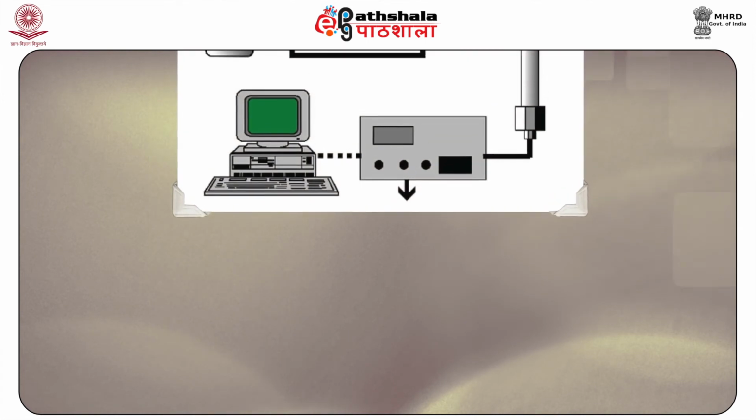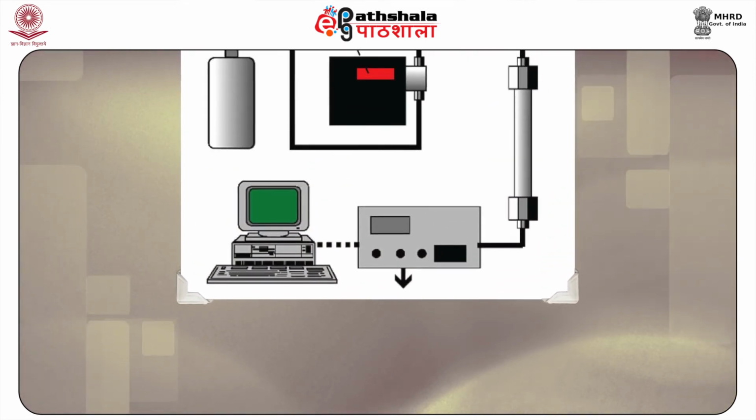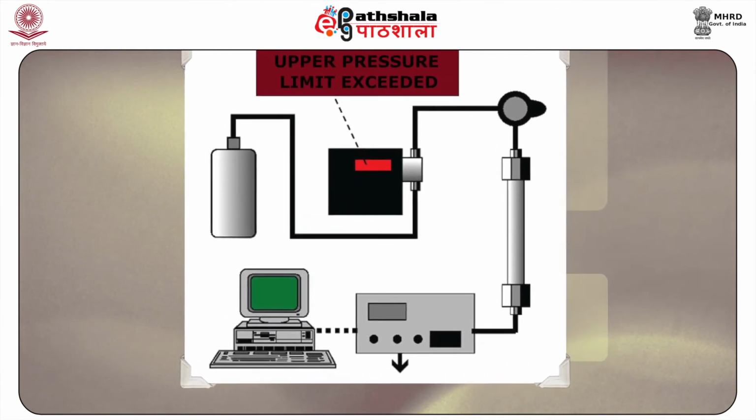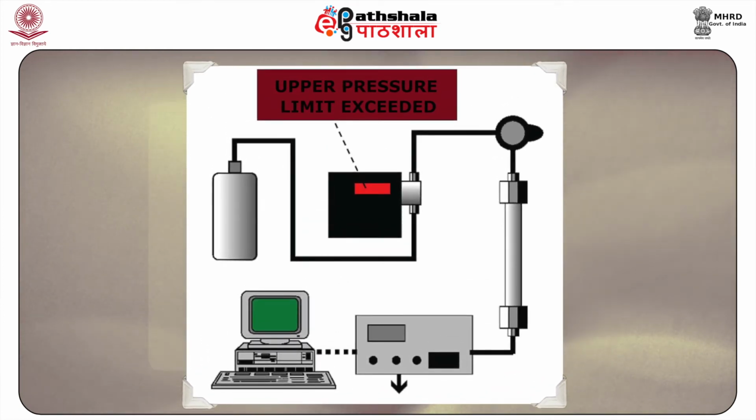HPLC has marked differences from its traditional low pressure version, as here operational pressures are markedly higher, that is 50 to 350 bar. Contrary to this, the traditional version was totally dependent on the gravitational pull for the movement of solvent through the column. As HPLC is capable of analyzing even minute sample sizes, the diameter of the column may vary between 2.1 to 4.6 millimeters and the length between 30 to 250 millimeters.